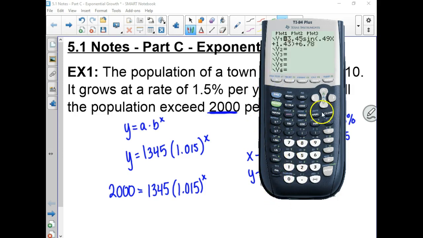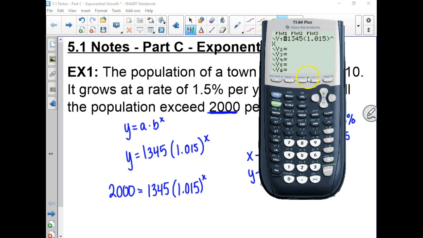So what we're going to do is we're going to take our calculator, and we're going to go to y equals. And in y equals, we're going to clear out whatever is there, and we're going to type in our equation that we had right here. So 1,345 times 1.015 to the x power here. So we have this equation that we type in. And we're going to make use of our table and our graph for this.